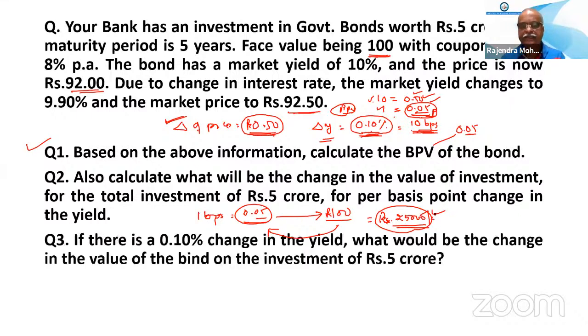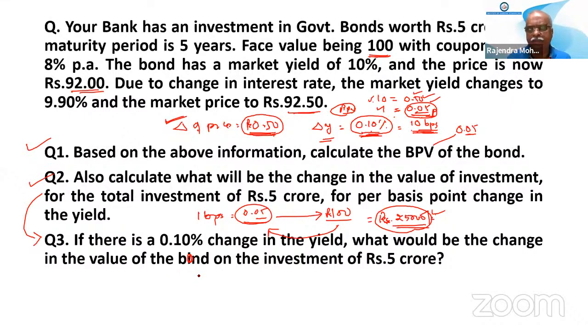Okay. Now the next, third question. If there is a 0.10% change in the yield further, what would be the change in the value of the bond? Not bind, this is bond. Change in the value of the bond on the investment of 5 crore. Can anybody calculate? Same. See, from question 2, you can come to question 3.